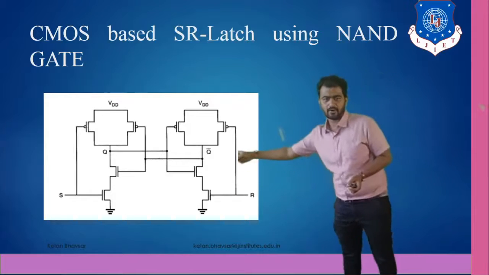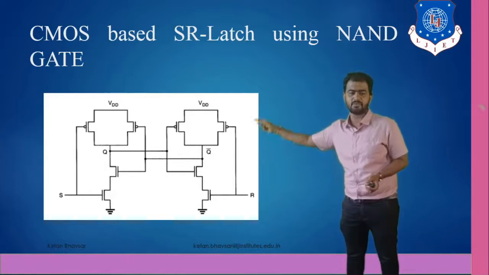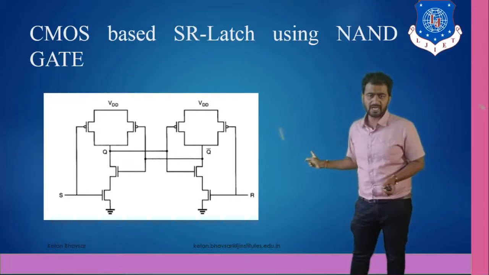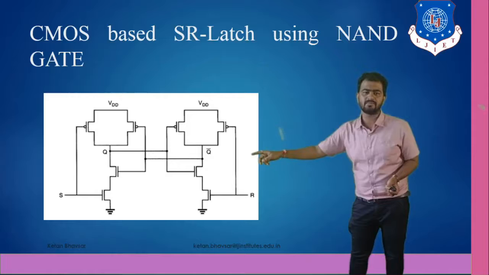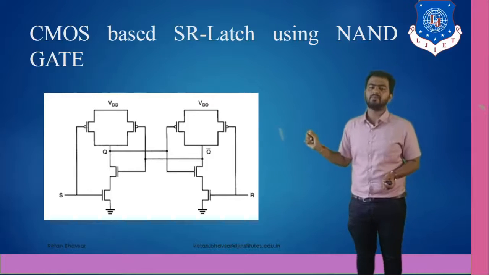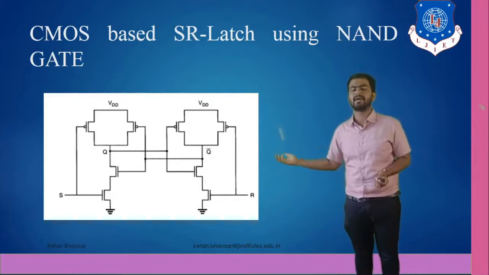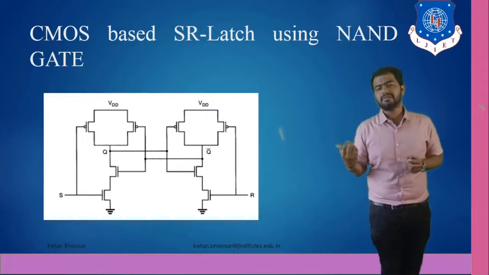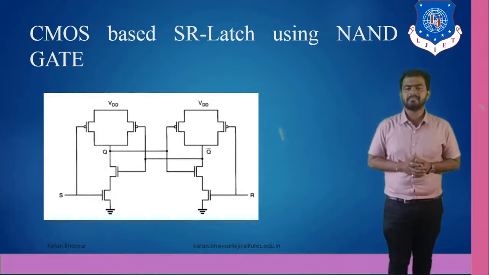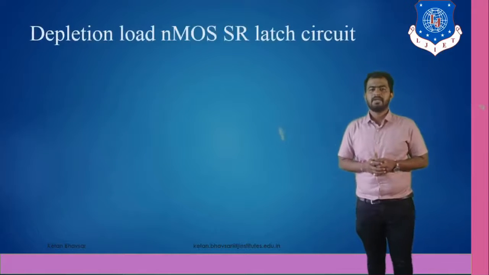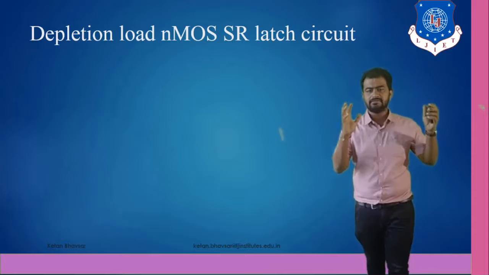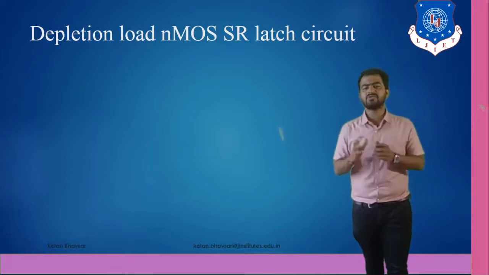On that side, you can see S is the input, which is a combination of one PMOS and one NMOS. The output of the next one is directed to the input of the next S input, and similarly the output of Q is directed to the input of the next gate, with the R input. Okay. Now I hope you are getting the idea about the SR latch using NAND gate.